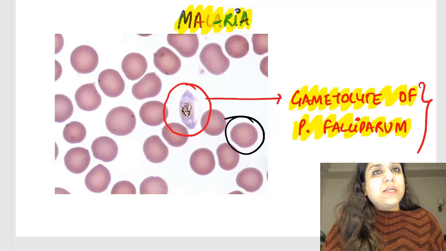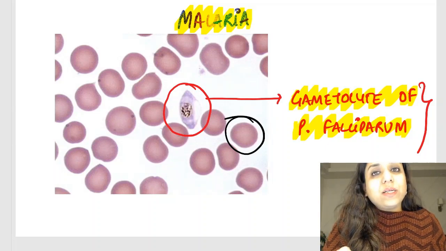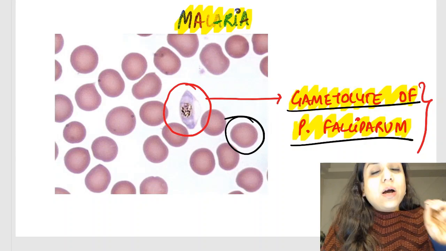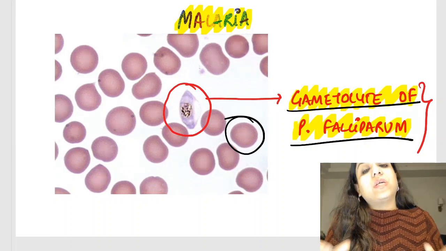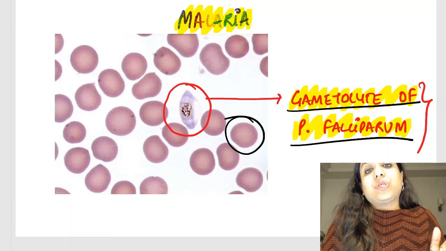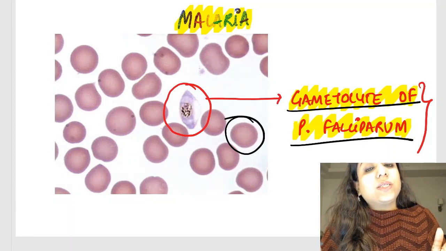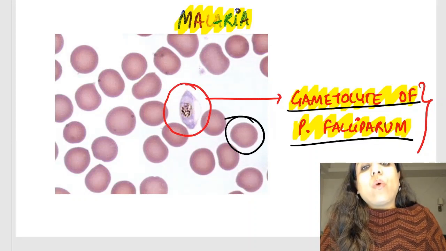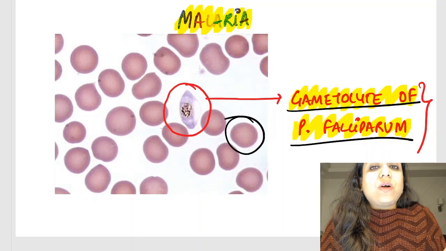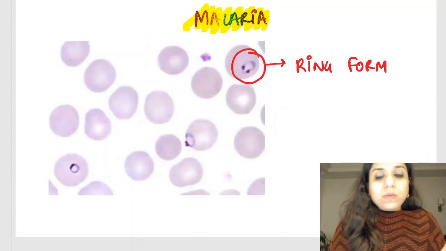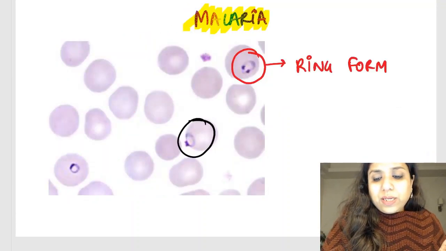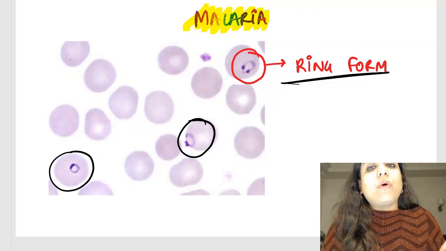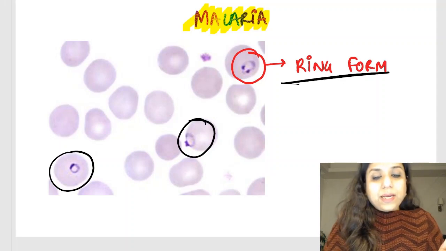Next image. What is this, students? These are the RBCs, and what I see here is the gametocyte of Plasmodium falciparum, another spotter which can be asked in the exams, or they can give a history of a patient with fever, chills and rigors. Splenomegaly is also seen, and the peripheral smear is here. What is the diagnosis? It is Plasmodium falciparum malaria, right? Next, here, what do you see? Can you see a ring-like thing inside the RBC? So this is a ring form of malaria, right? Next.